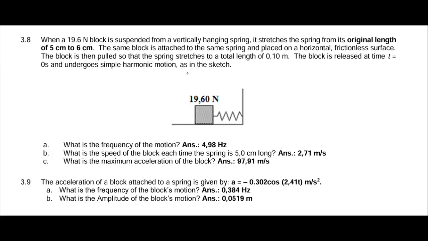So the block is then pulled so that the spring stretches to a total length of 0.10 meter. So now the block is released at time t equals 0 seconds, and undergoes simple harmonic motion, as in the sketch. So what is the frequency of the motion?